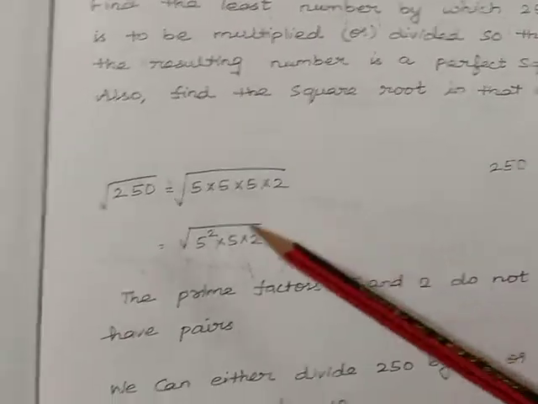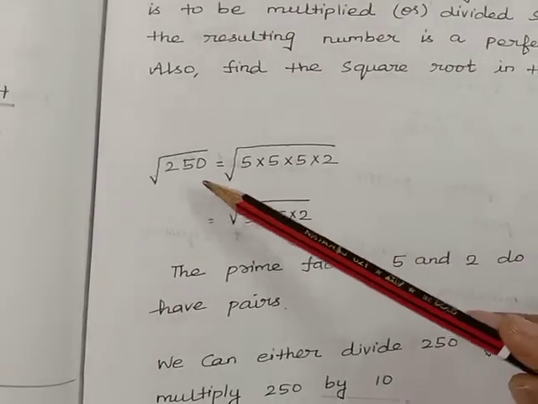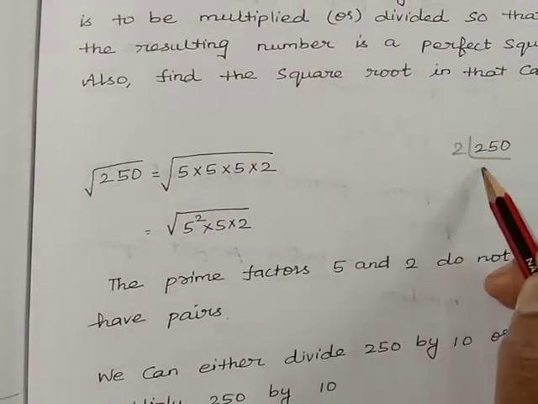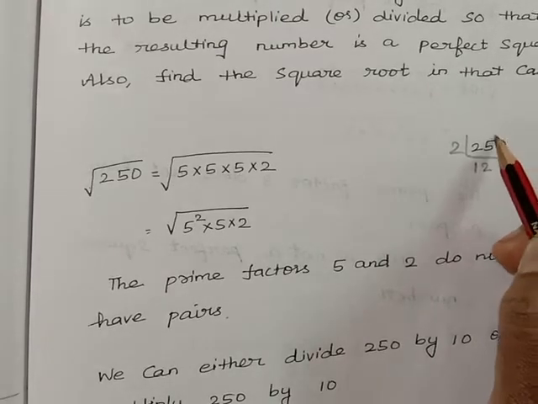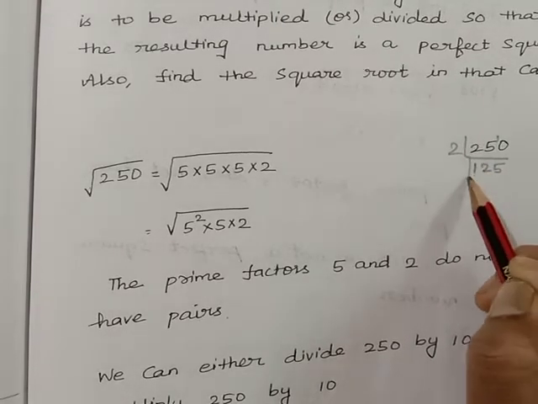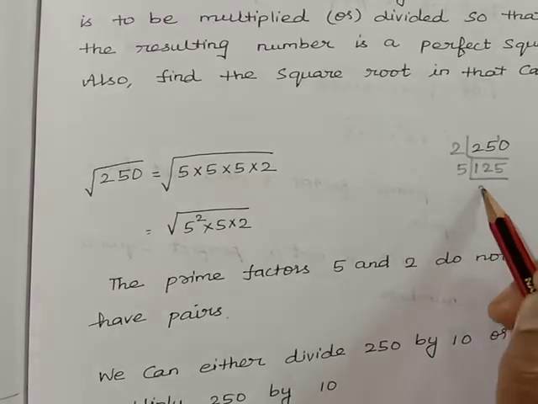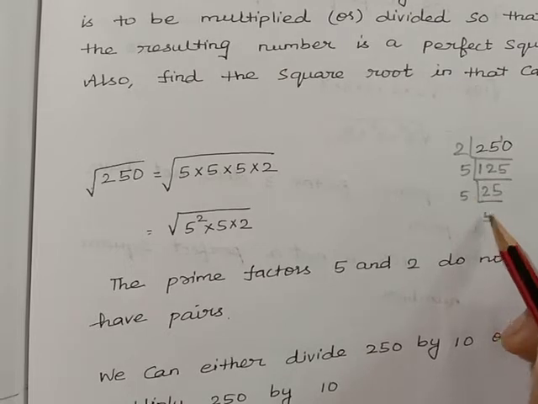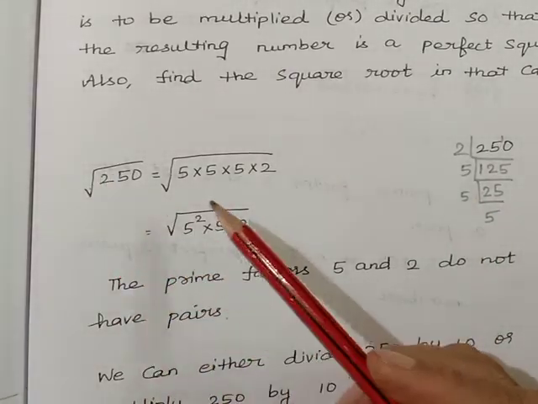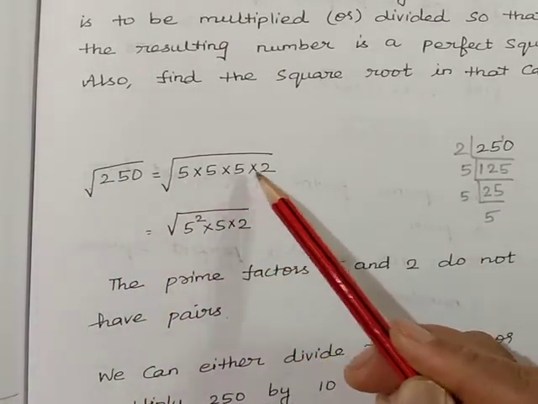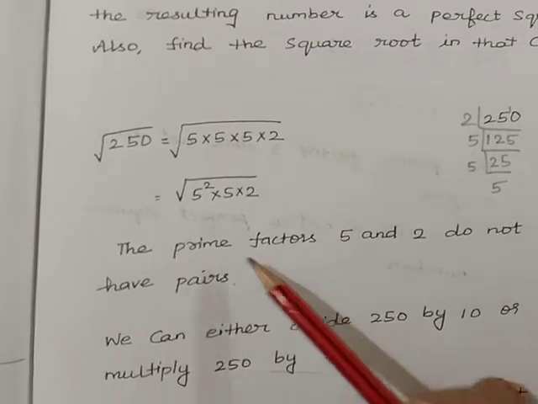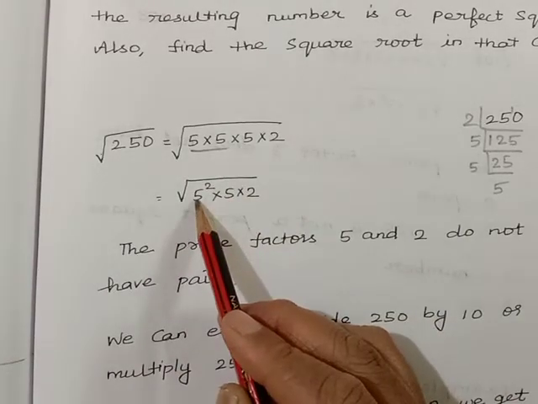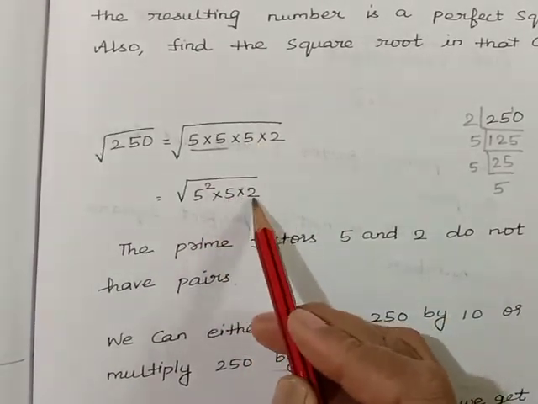So we have to find the square root of 250. So 250 can be written as, we'll do by fifth table now. 5 2s are 10, 5 5s are 25. So 250 can be written as 5 into 5 into 5 into 2. Here 5 into 5 can be written as 5 square. Remaining we have 5 into 2.